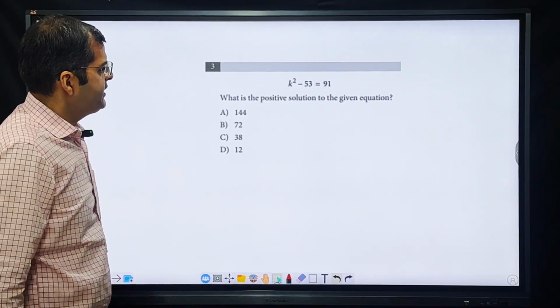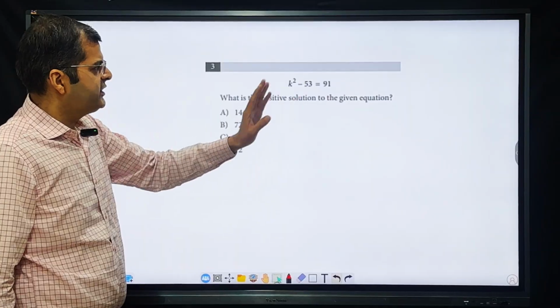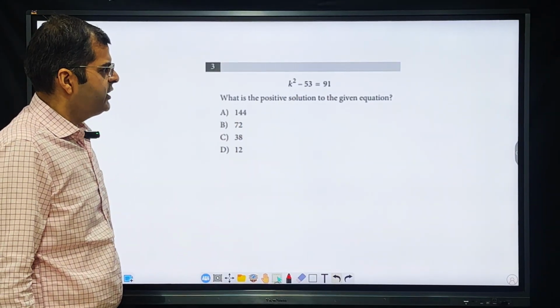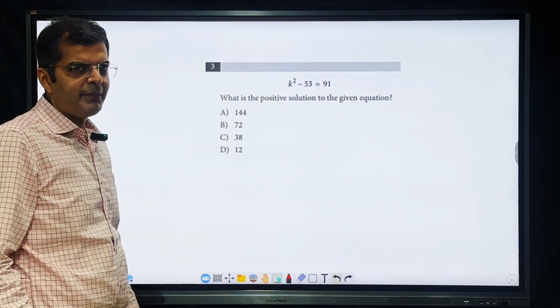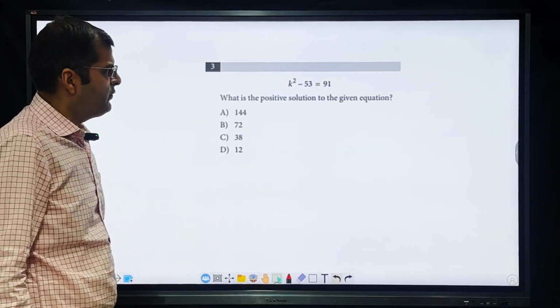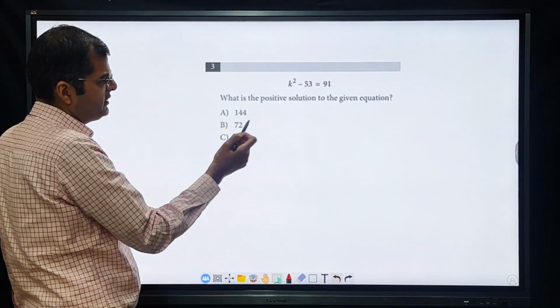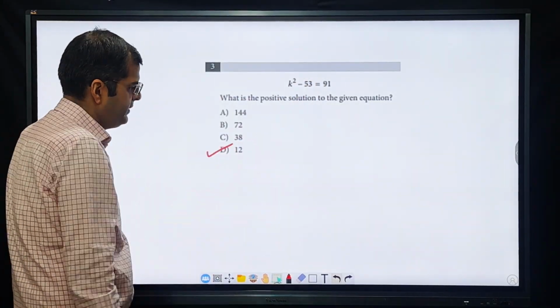Now this question is also pretty straightforward. It says k square minus 53 is 91. What is the positive solution to the given equation? So if k square minus 53 is 91, k square is 91 plus 53, which is 144. So k square is 144. What is the positive solution? K has to be 12. Option D is correct.